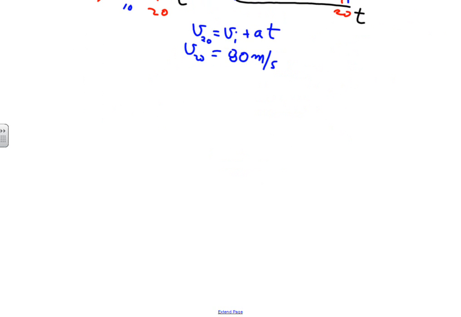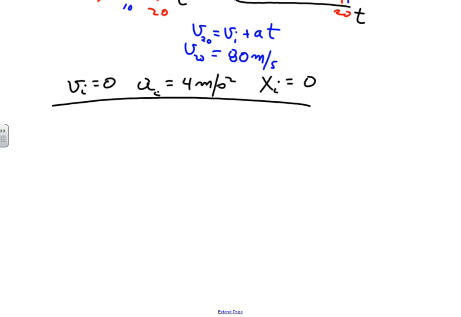Same question. Okay? So the cop is going, V initial equals 0 for the cop, and A for the cop equals 4 meters per second squared. Okay? And the billboard is still X initial equals 0. Okay? That's the cop. But what about the speeder? For the speeder, V is a constant, 40 meters per second.